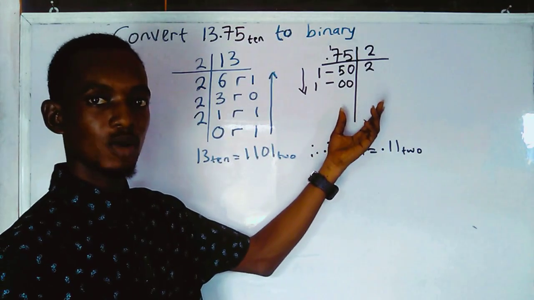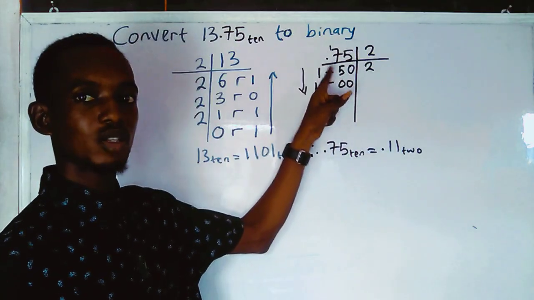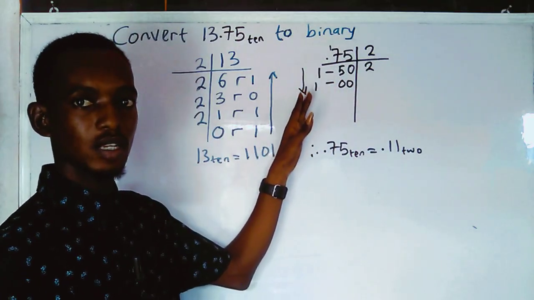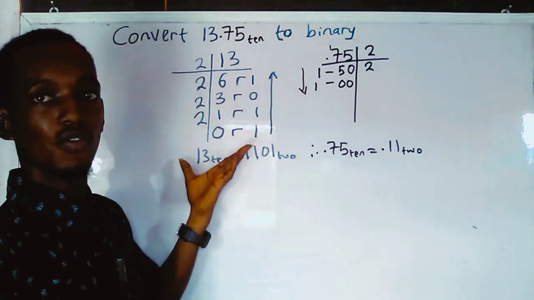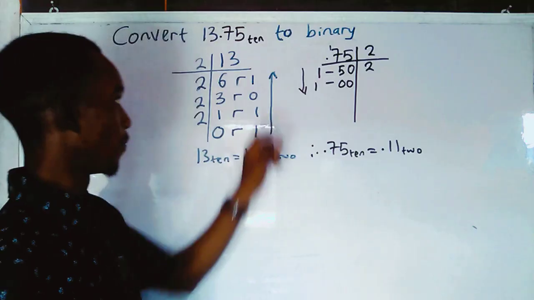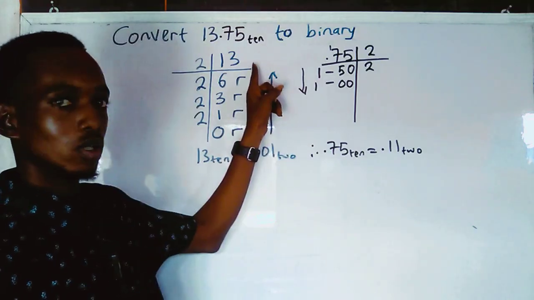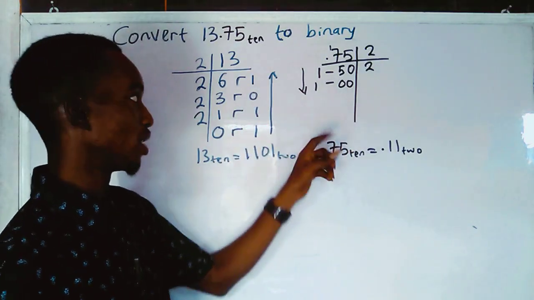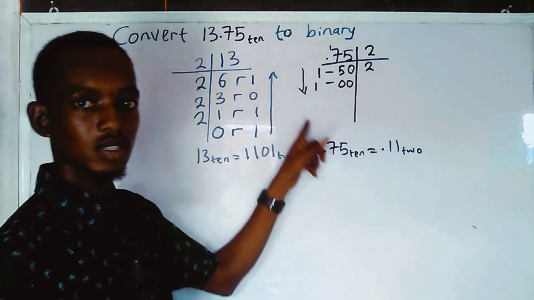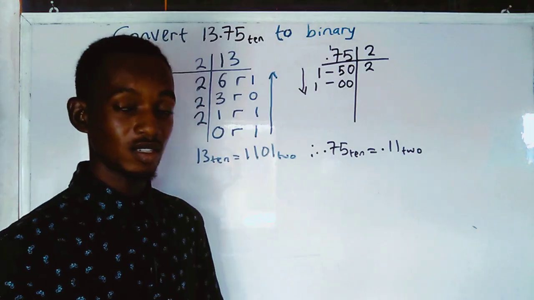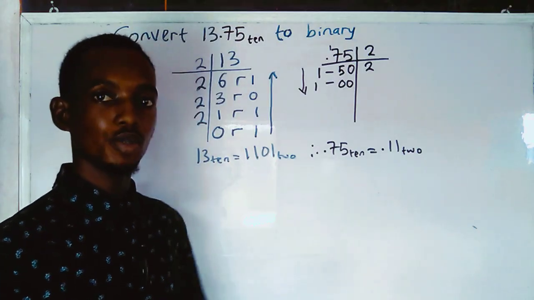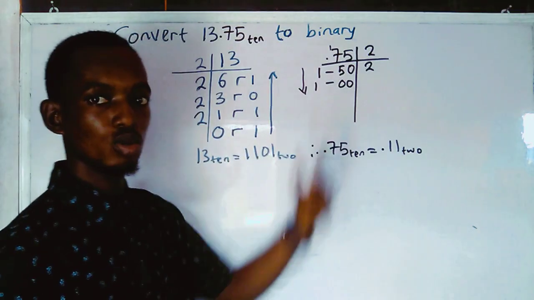Whereas for the decimal part, the numbers you carry, the last number you carry, you keep them out as your final answer. Then for division, for the whole number, we start writing from down upwards. For the decimal part, we start writing from up downwards. It's very simple, just the opposite. If you remember this, you'll be able to do this.